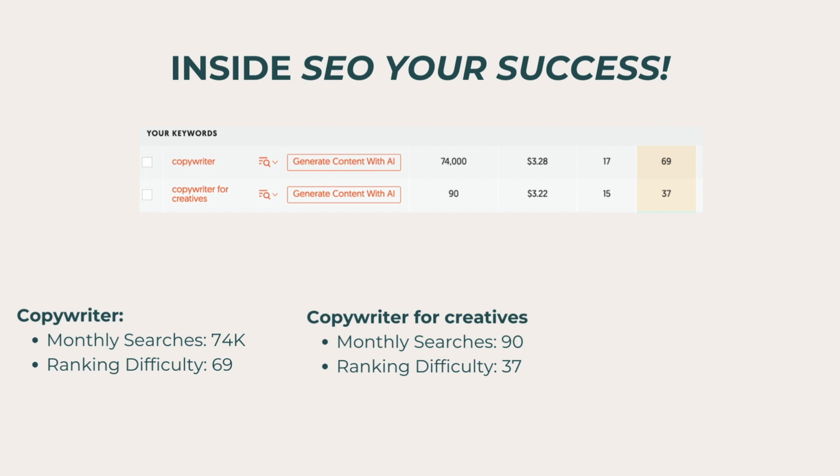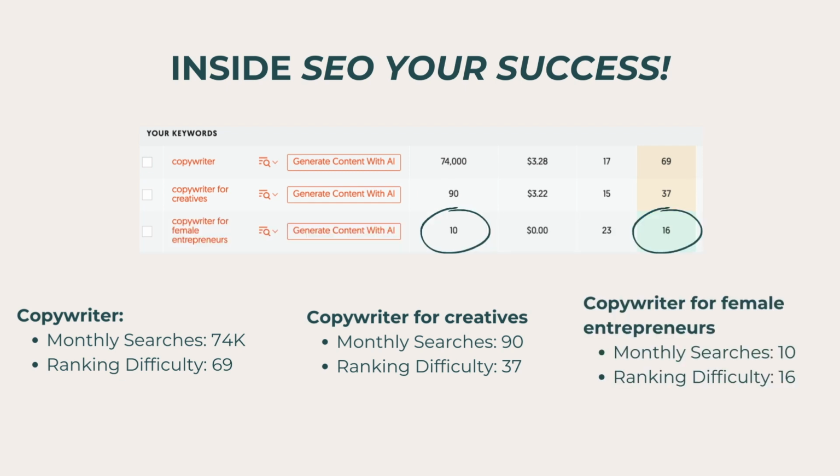So a second option would be to use the keyword copywriter for creatives, which only gets 90 monthly searches. However, the ranking difficulty is 37, which is a lot easier to rank for than copywriter. And if you wanted to niche down even further, you could use the keyword copywriter for female entrepreneurs, which gets 10 monthly searches and has a ranking difficulty score of 16, which means you'll probably end up on the front page of Google in a month or 2.